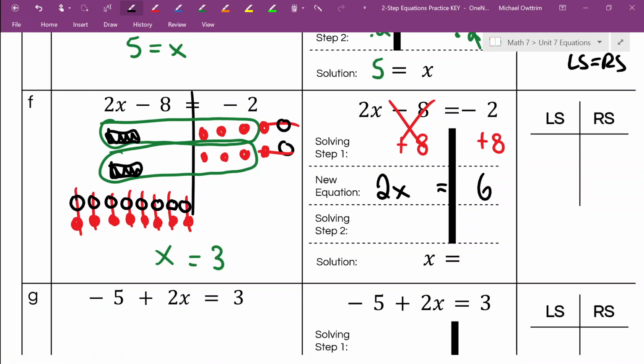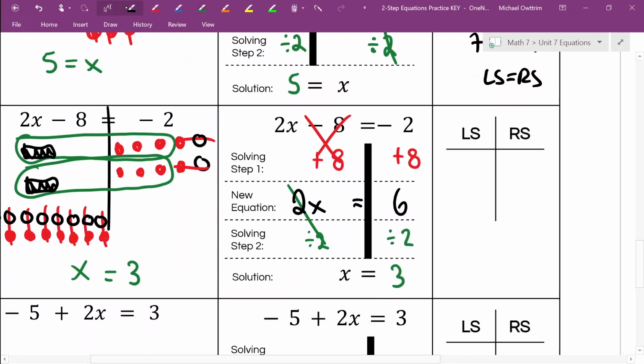Last thing to undo is multiplication and division. 2x means multiplying x by 2. The opposite of multiplying by 2 is dividing by 2. And we'll divide both sides by 2. 2 divided by 2 is 1, so 1x is just x, and then 6 divided by 2 is 3.